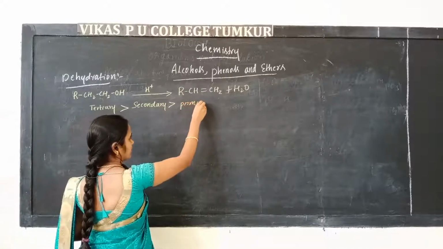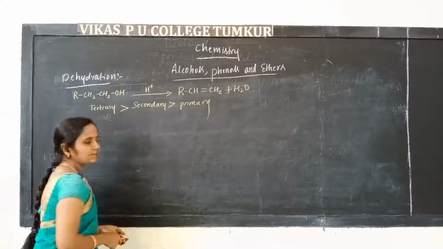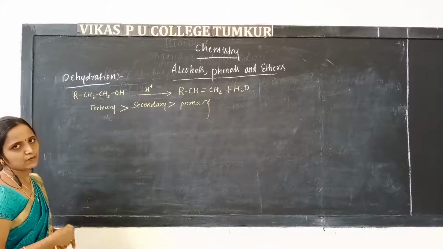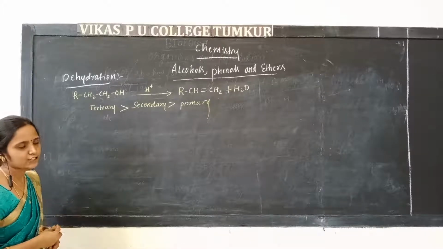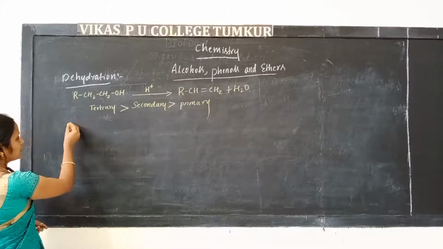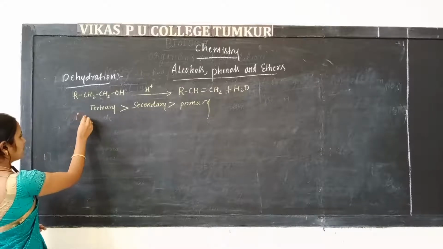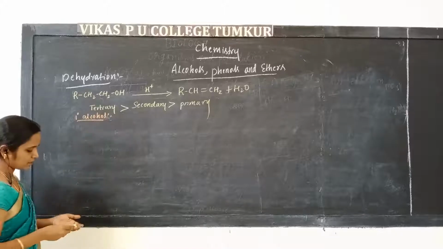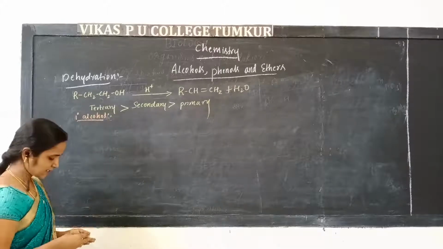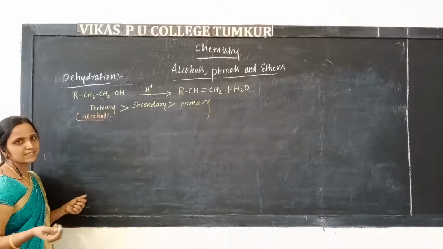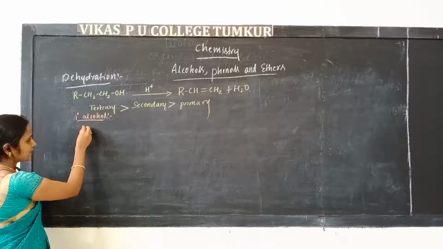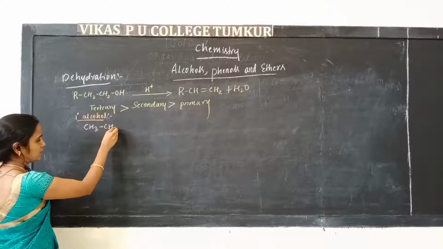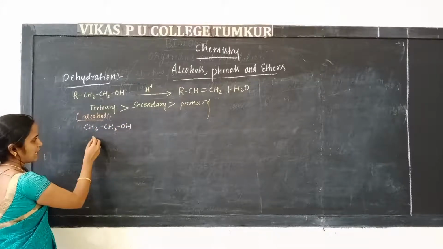Now we will discuss one by one. First we are going to discuss the primary alcohols, how they undergo dehydration. For the primary alcohol, ethyl alcohol is the best example that we can take, CH3CH2OH.